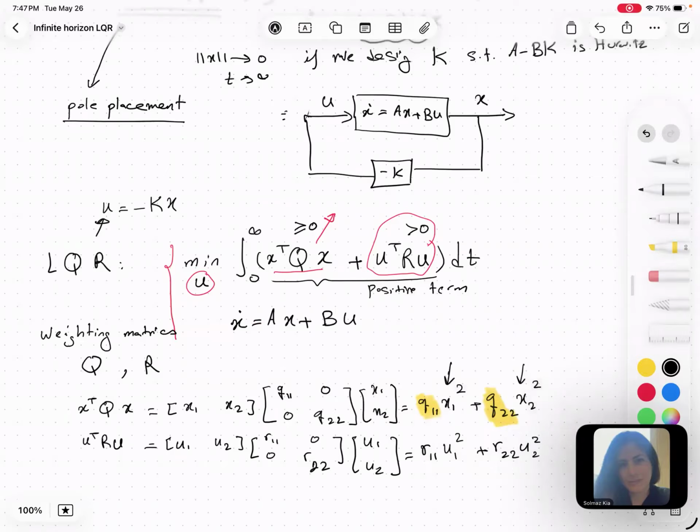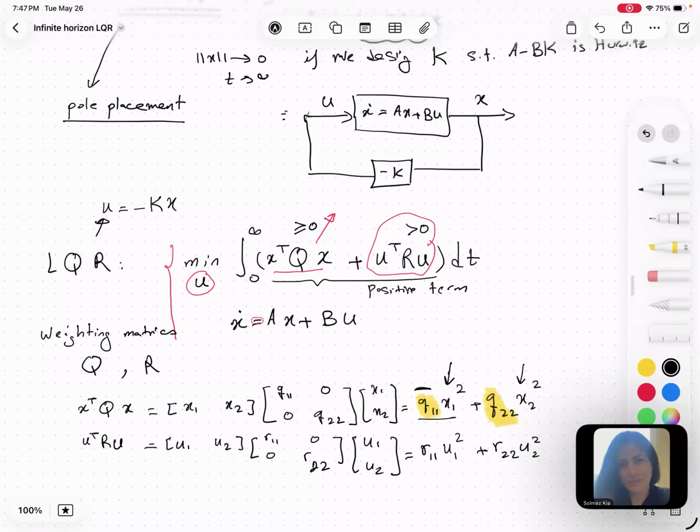So for example, if we have a state that is more important to us than the other, what we could do is that we can put a higher weight Q11, for example. Let's say X1 is the state that is very important for us and we want to keep it as small as possible. So we would penalize deviation of X1 from 0 by choosing large Q1 values compared to Q22. And that's going to be how we regulate one state against the other.